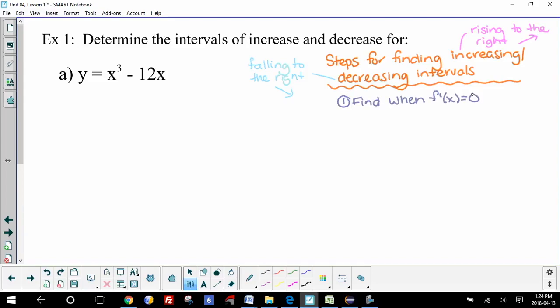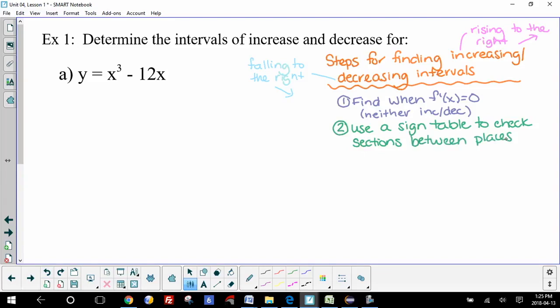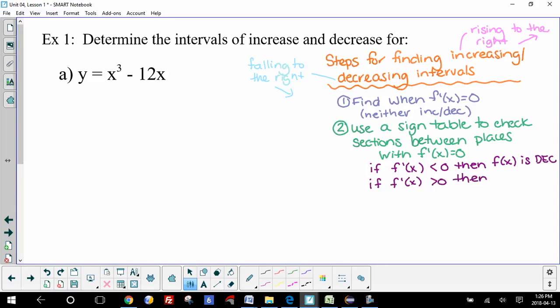Our first step is going to be find the places where the derivative is equal to 0, which will be the places with a horizontal tangent, so it's neither increasing nor decreasing. Then we will use a sign table to check the sections between the places that had a derivative of 0. So all the spots that it is not a horizontal tangent. If we get that derivative being a negative number or less than 0, it means the original function is decreasing. And if we get places where the derivative is greater than 0, it means that the original function was increasing.